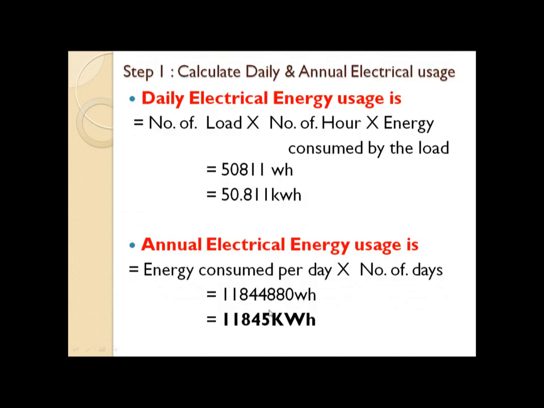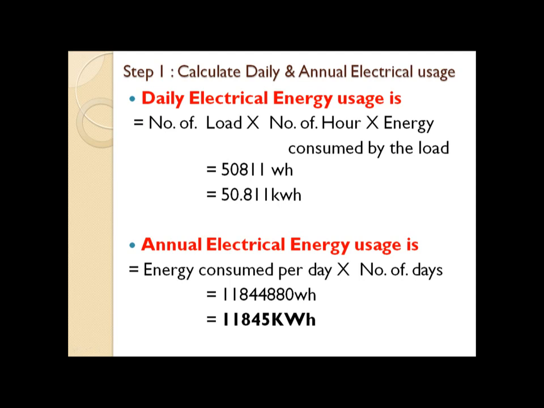Then you calculate with the formula: daily electrical energy is number of loads multiplied by the number of hours and multiplied by energy consumed by the load. So number of loads is nothing but our electrical appliances, and the number of hours, how many hours going to operate over the day, and energy consumed by the load during the time of operation, how much energy is consumed by the appliances. So this is the way to calculate the daily energy demand.